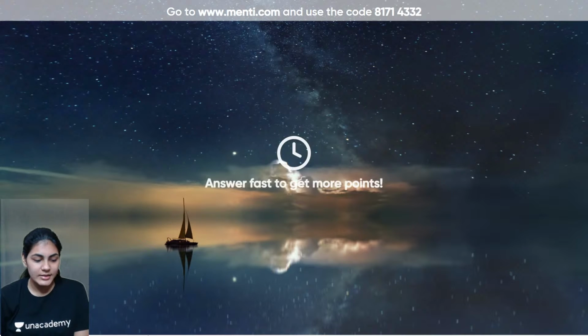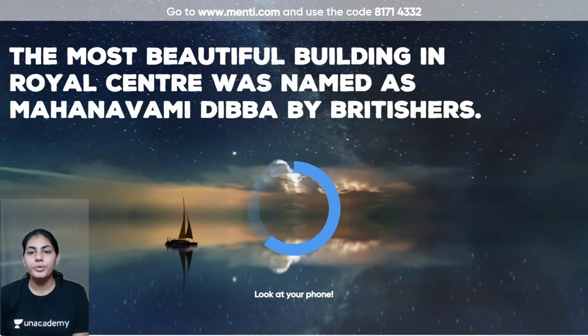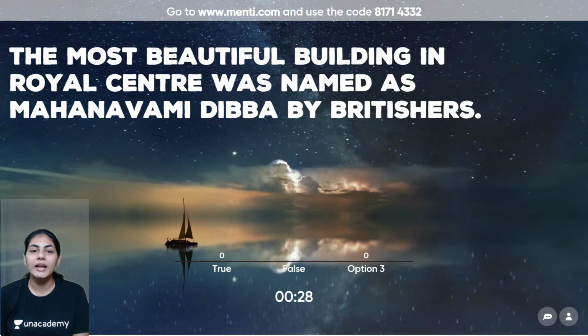Okay, question 26. The most beautiful building in the royal center was named as Mahanavami Dibba by the Britishers. I'm so sorry, there's no option 3 there. It's just true or false. Just select between true or false. Regarding the statement, the most beautiful building in the Royal Center was named as Mahanavami Dibba by the Britishers. Is it true or false?